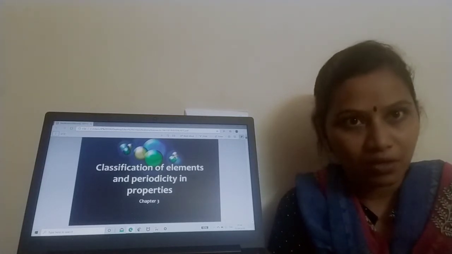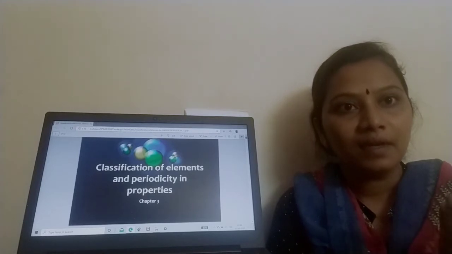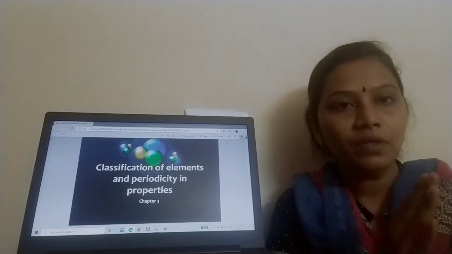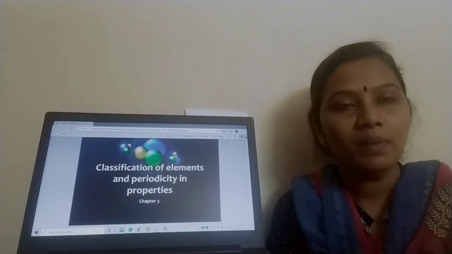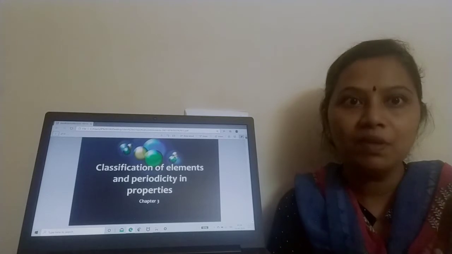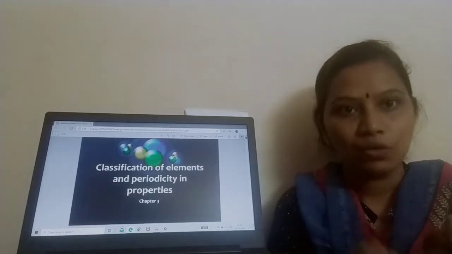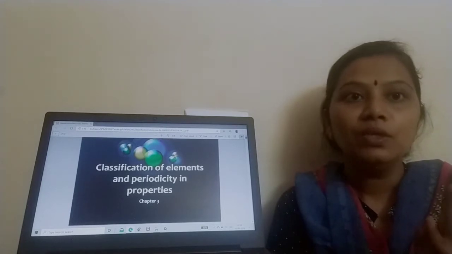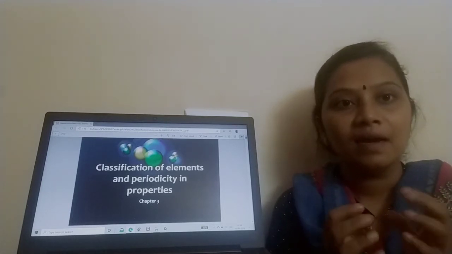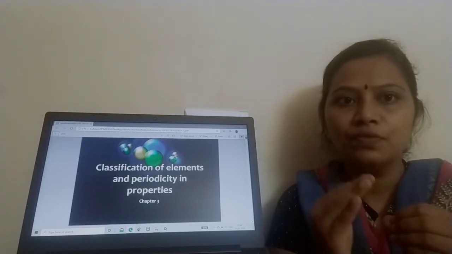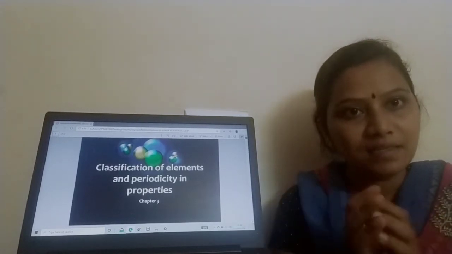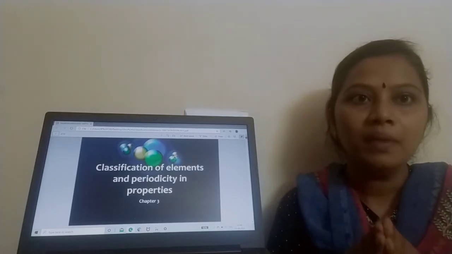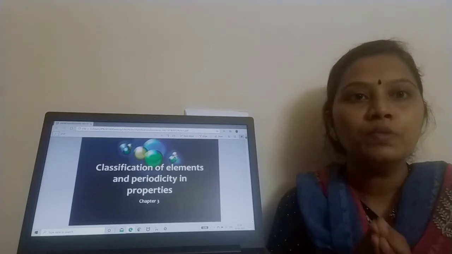What is the trend in atomic radii? Atomic radii decrease as we move from left to right across a period. Why does this happen? This happens because the nuclear charge increases and the attraction of the nucleus on the outermost electron increases, so atomic size decreases. And what happens to atomic radii in groups or columns?